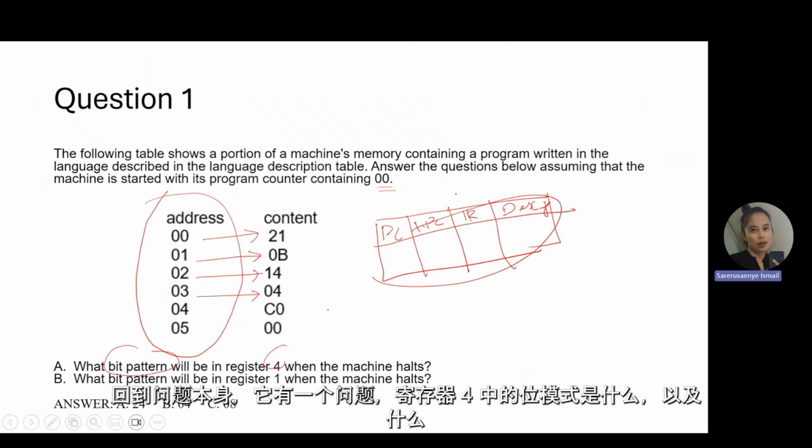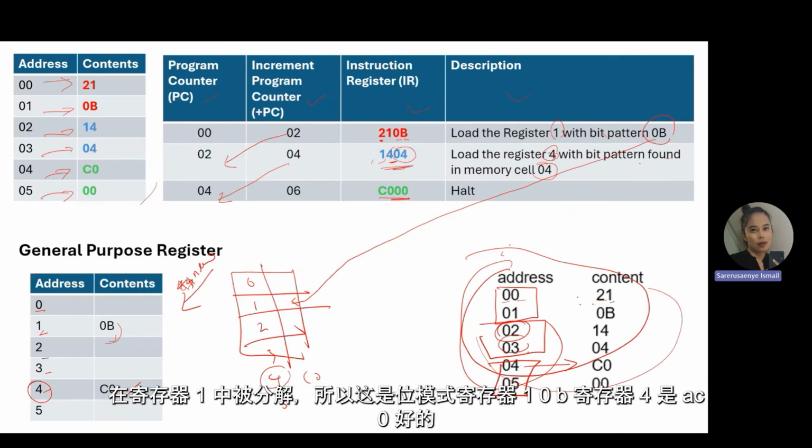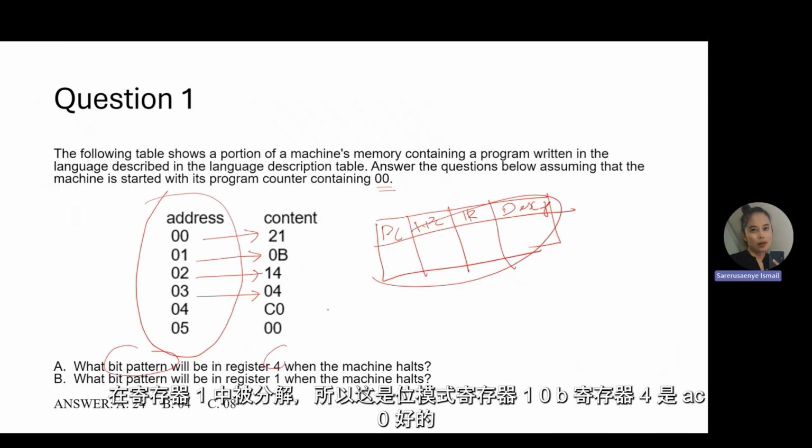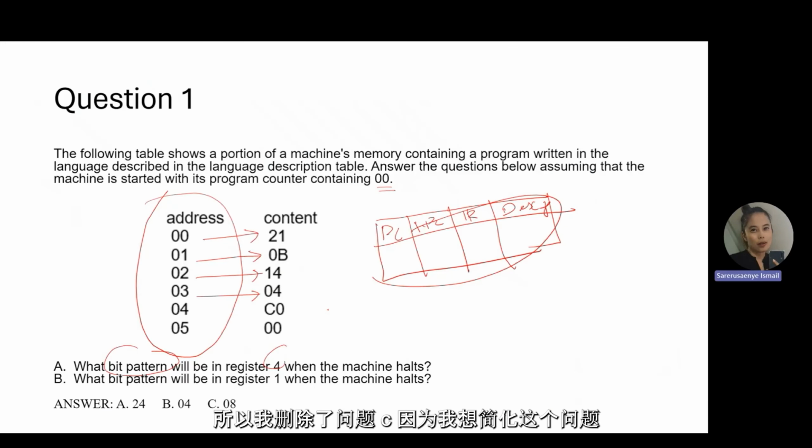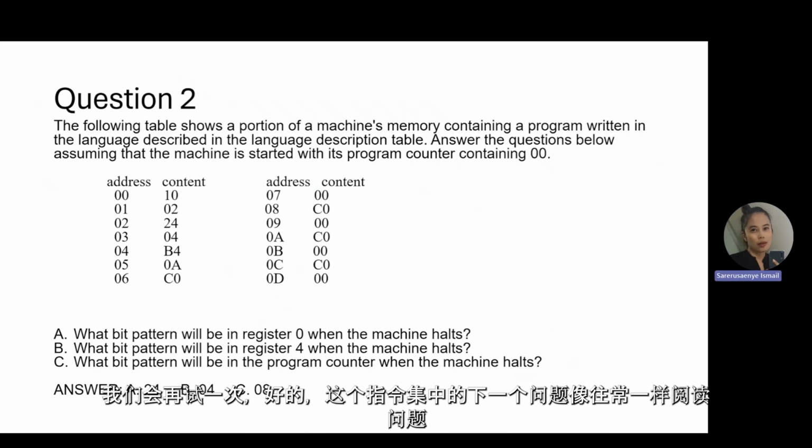Back to the question, it asks what bit pattern will be in register 4 and what bit pattern in register 1. So this is the bit pattern: register 1 is 0B, register 4 is C0. I'm deleting question C because I want to simplify this. We're going to try again, the next question in this instruction set.